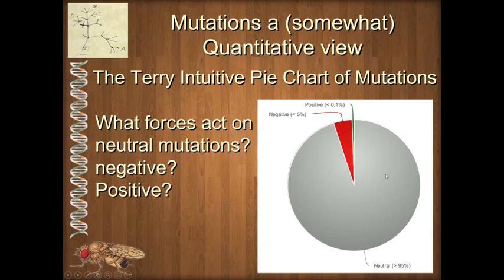Okay? Now let's talk about natural selection. We've already said natural selection has no role at all in this vast majority of mutations. So really, for the vast majority of mutations, these neutral ones, it's only genetic drift that we need to worry about after the mutation occurs.